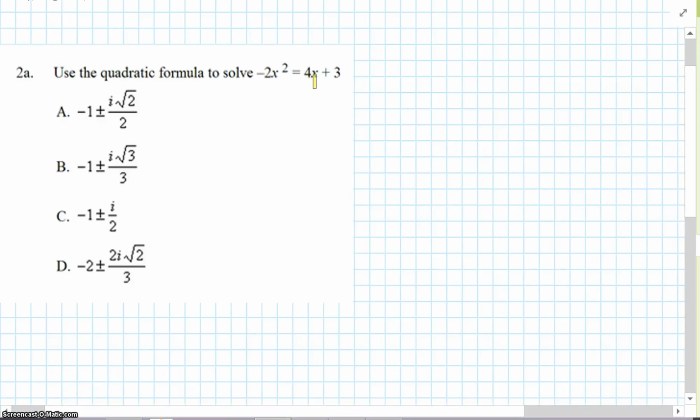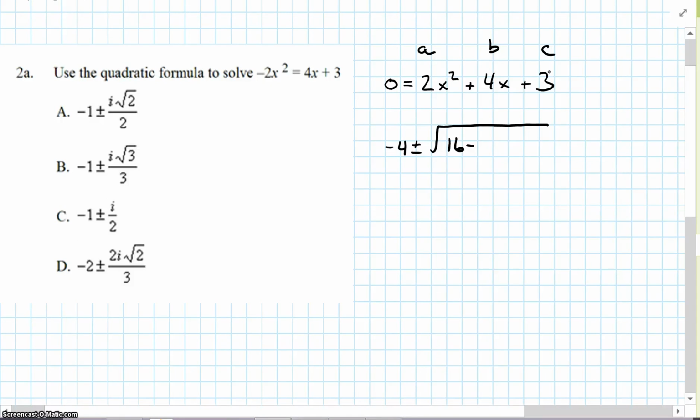Negative 2x squared equals 4x plus 3. Okay, well, I'm going to set it equal to 0, so I'm just going to move the negative 2x over. So I'm going to get 0 equals 2x squared plus 4x plus 3. So there's my a, there's my b, there's my c. So negative b plus or minus the square root of our b value squared, 4 times 4 is 16, minus 4 times a times c. So 4 times 2 is 8. 8 times 3 is 24. All over 2a. Well, 2 times 2 is 4. So that's going to simplify to negative 4 plus or minus the square root of negative 8 over 4.